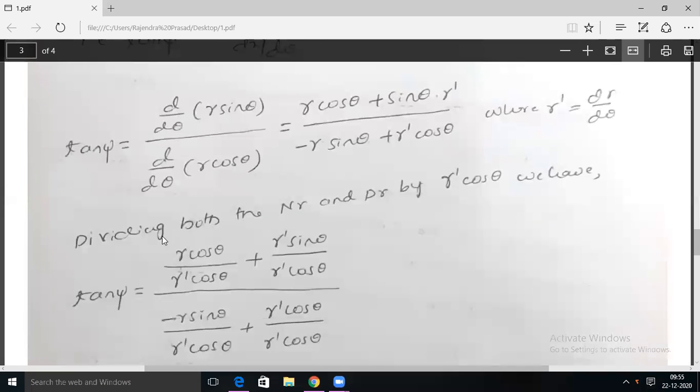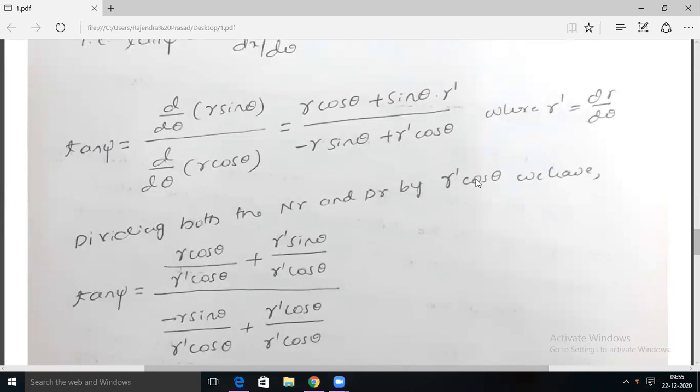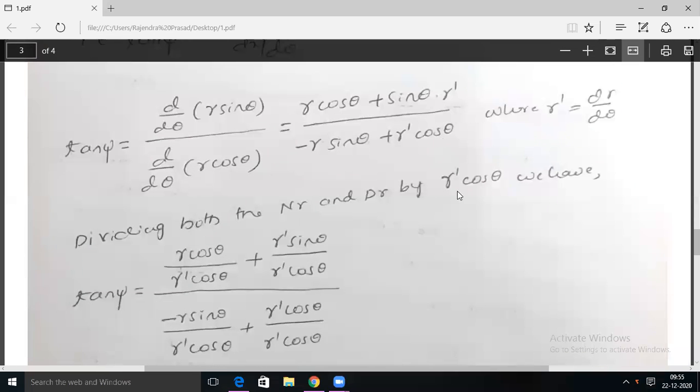So next step, dividing both the numerator and the denominator by r dash cos theta. Which do we divide the numerator and denominator by? We divide by r dash cos theta. See, in the numerator r cos theta divided by r dash cos theta plus r dash sin theta divided by r dash cos theta, and in the denominator r dash cos theta upon r dash cos theta minus r sin theta divided by r dash cos theta, right? So both the numerator and denominator are divided by r dash cos theta.